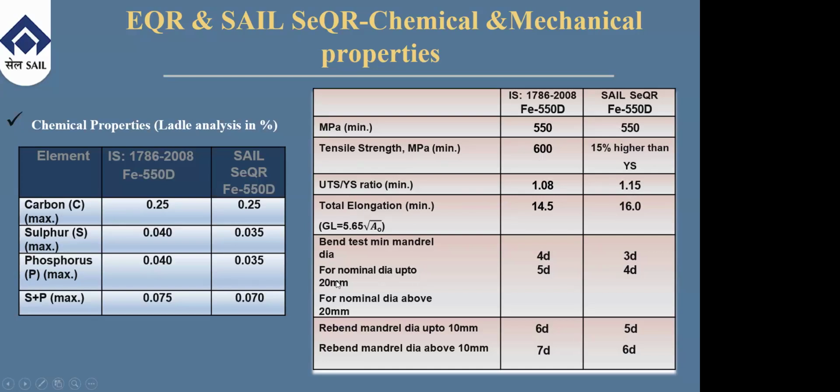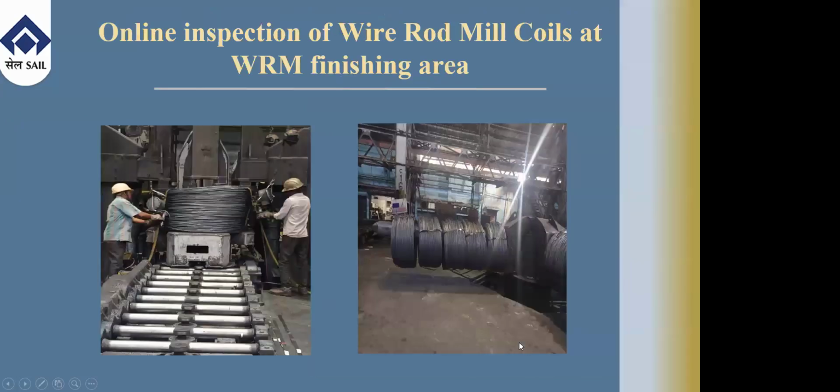And for the bend test, the nominal diameter up to 20 mm dia is 4D, and above 20 mm 5D in case of a 550D. But in case of Cell Secure, we are reducing it to 3 to 4D. Again for the rebend test, up to 10 mm it is 6D, above 10 mm that is 7D. But in Cell Secure case, we are again reducing to 5D to 6D.